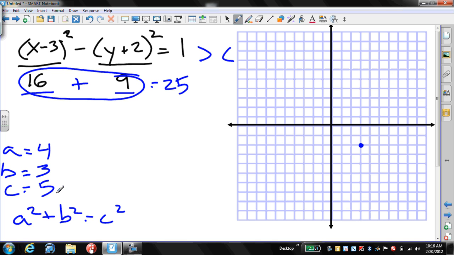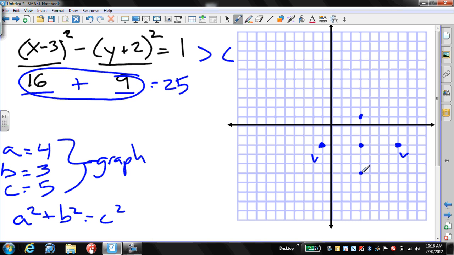So what I want to do is take this information and put it on the graph right away. Since we're horizontal, we want to go left and right first. So 1, 2, 3, 4. There's one vertex, and if you want to put a little label on it, a V. 1, 2, 3, 4 going this way. That's our other vertex. Then our b dimension goes up and down. 1, 2, 3, and then 1, 2, 3 down.